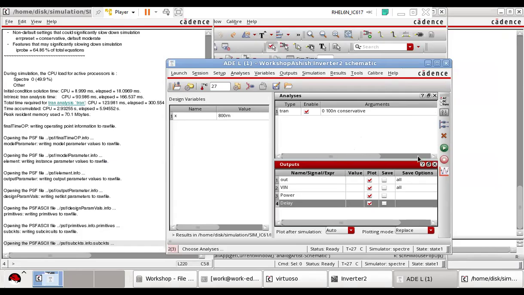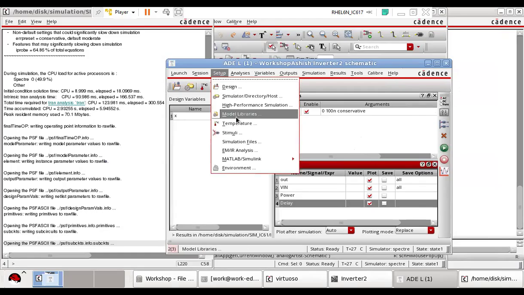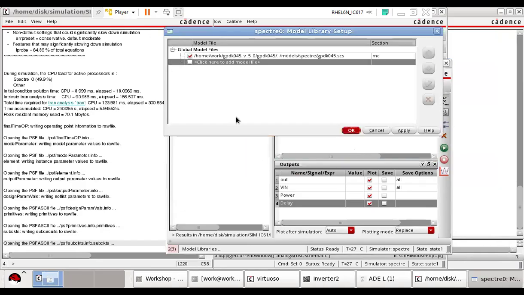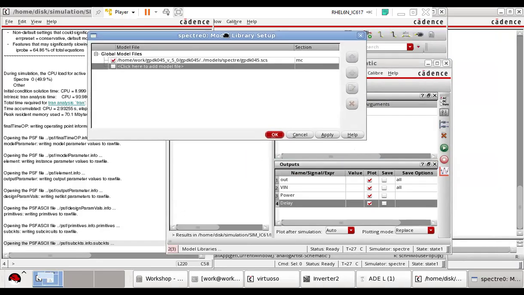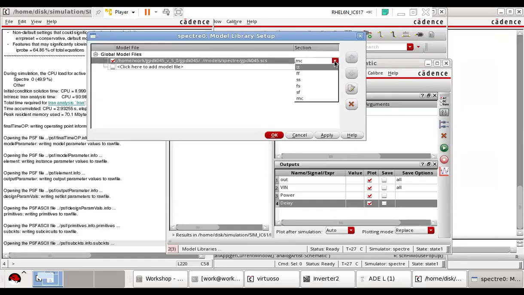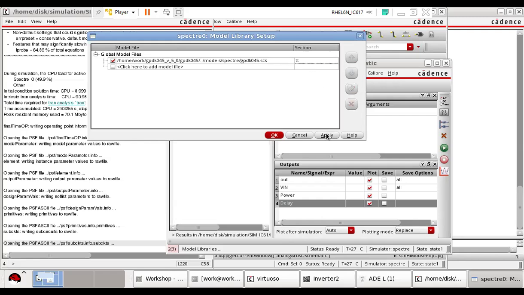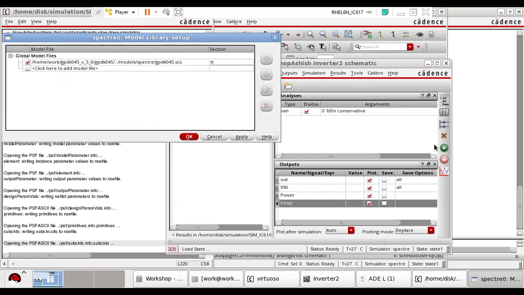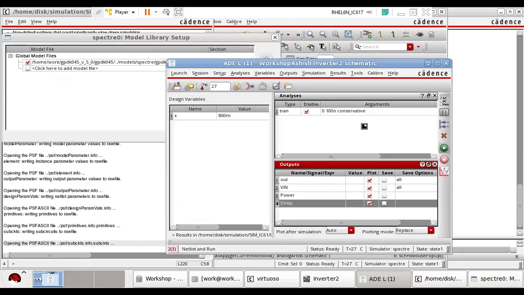Now, before doing the simulation, please see that this is the model library, and this is your setup. There, when you double click, you see all these process corners: typical, fast, slow, fast-slow, slow-fast, Monte Carlo. So I'll take both typical values, apply, and then I'll do the simulation.